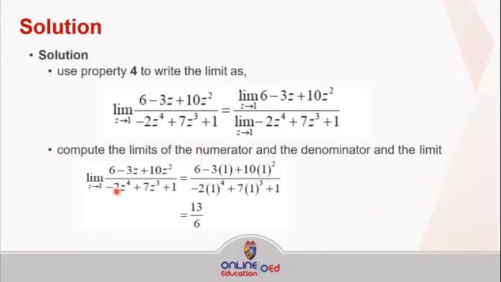Then, after nun, apply na natin yung mga rules natin na na-discuss kanina and papalitan natin yung value ng z, which is ano ulit yung value ng z natin? Yun yung 1. So, we have 6 minus 3 times 1 plus 10 multiplied dun sa 1 raised to 2 over negative 2 times 1 raised to 4 plus 7, 1 raised to 3 plus 1. So, ang magiging final answer natin is 13 over 6.